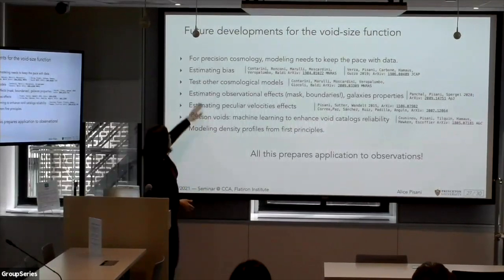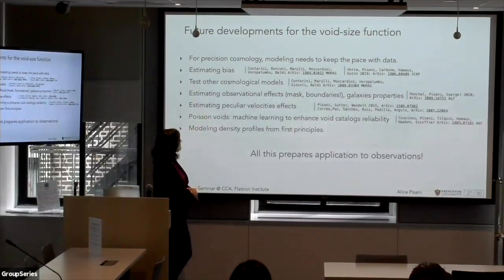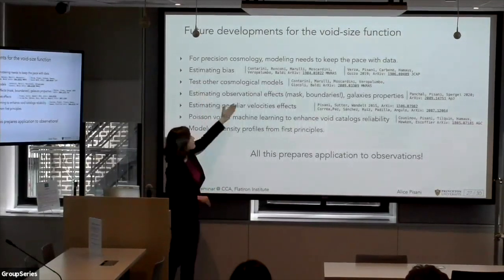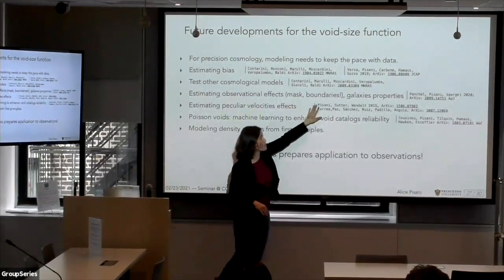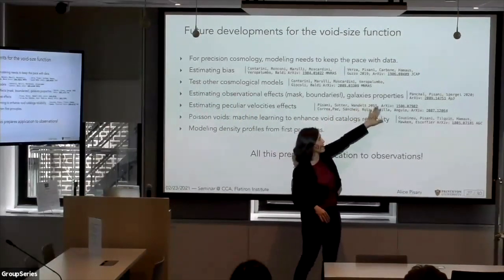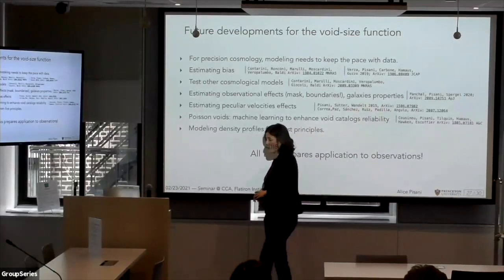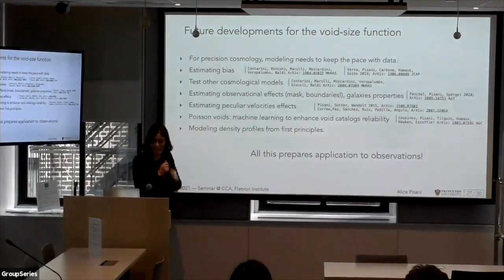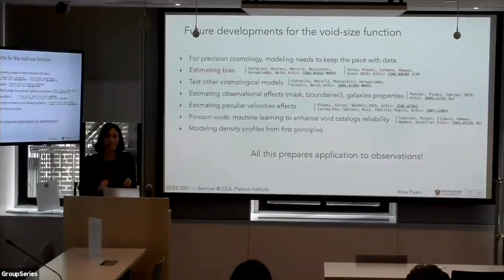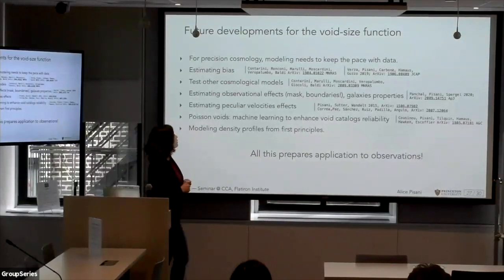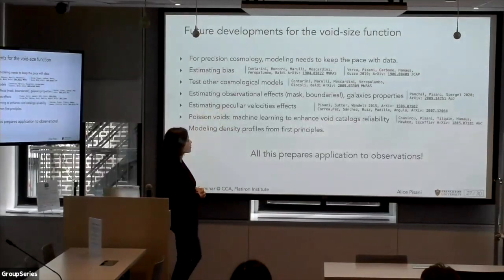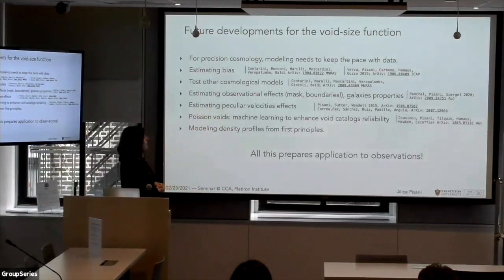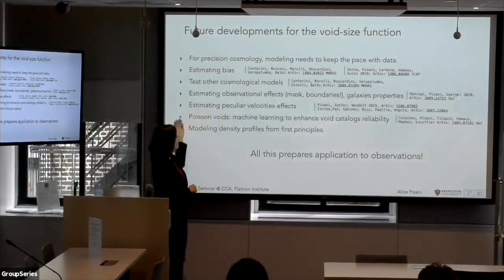And this involves, first of all, estimating bias, testing other cosmological models, but also being aware that there are a lot of observational effects that can play a role, the presence of masks and boundaries, but also the properties of galaxies. And I've had a student working with me and David on testing the properties of galaxies and the impact on the void size function. We also want to be aware of the effects of peculiar velocities, and some work has been done on this, and look at the impact of Poisson voids.